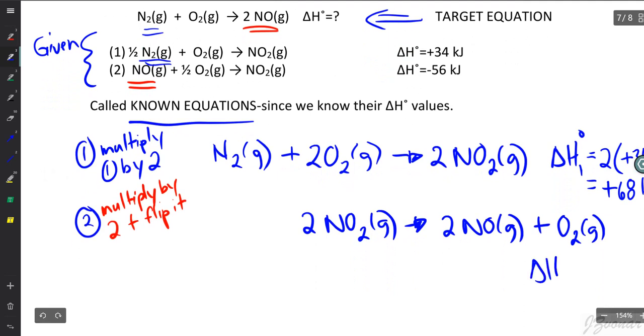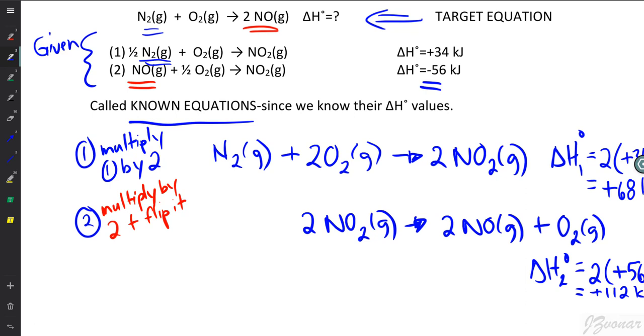And so for my delta H2, I've got to apply the same thing. I'm going to multiply it by 2, as well as changing my sign. I'm changing my sign from negative to positive because I flipped it. And then multiply it by 2 to get an answer of positive 112 kilojoules. So that's very, very important to remember.